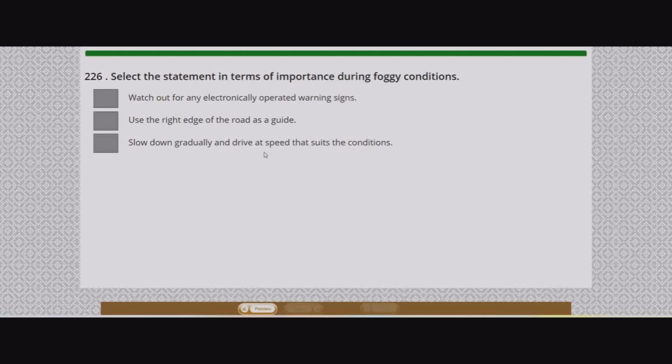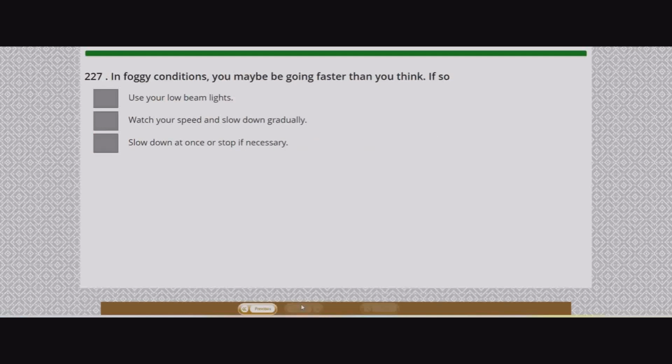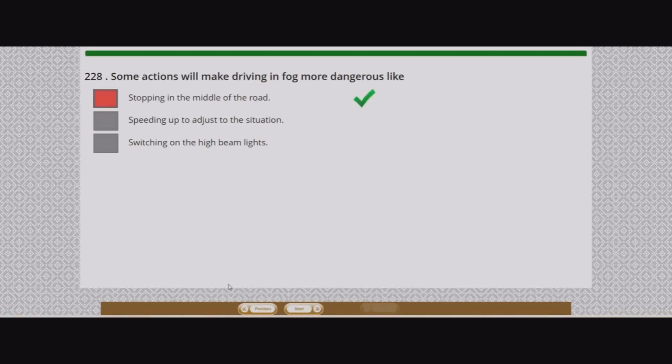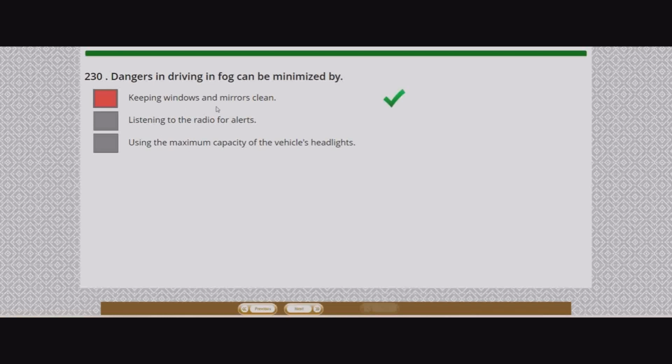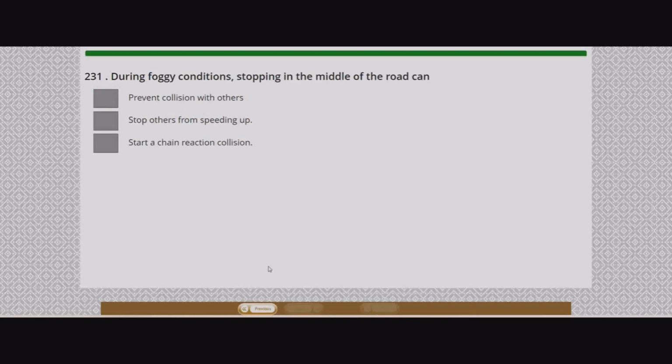Slow down gradually and drive at a speed that suits the conditions. In foggy conditions, you may be going faster than you think. If so, watch your speed and slow down gradually. Some actions will make driving in fog more dangerous, like stopping in the middle of the road. If the fog is too dense to continue, it is best to pull off the road and position away from traffic. Dangers in driving in fog can be minimized by keeping windows and mirrors clean. During foggy conditions, stopping in the middle of the road can start a chain reaction collision.